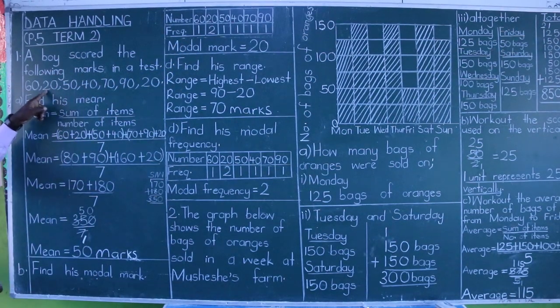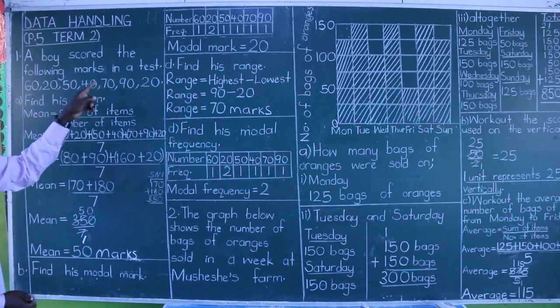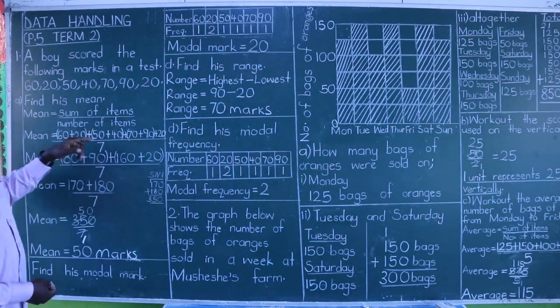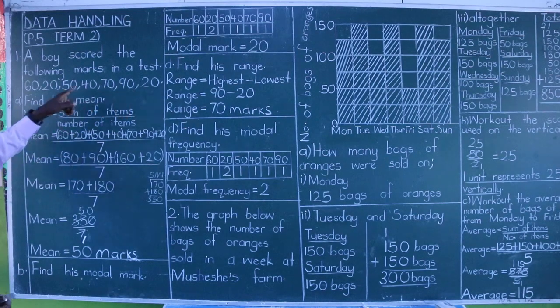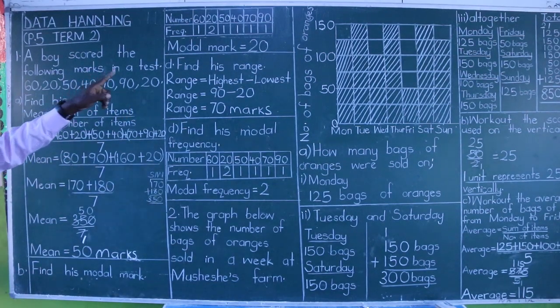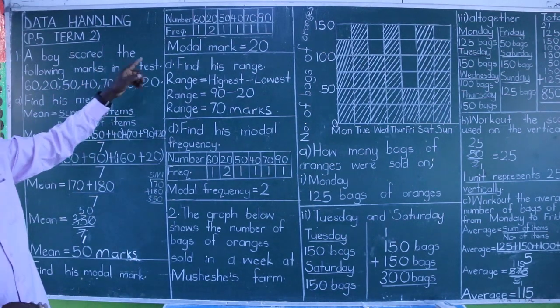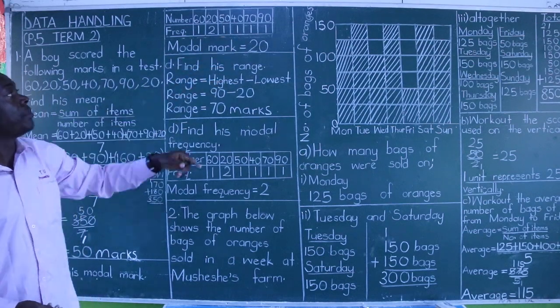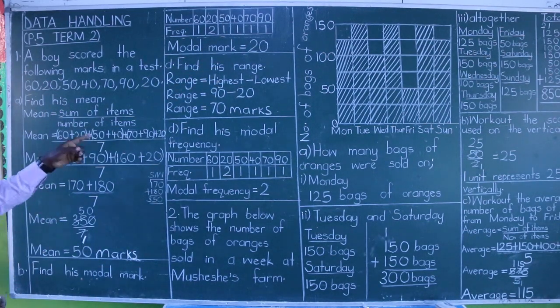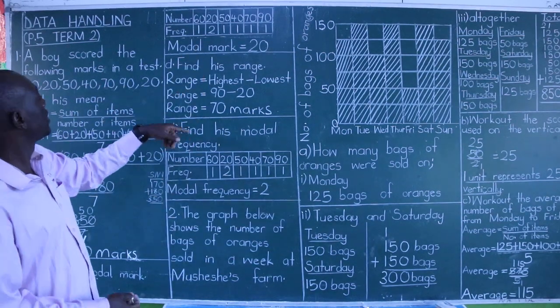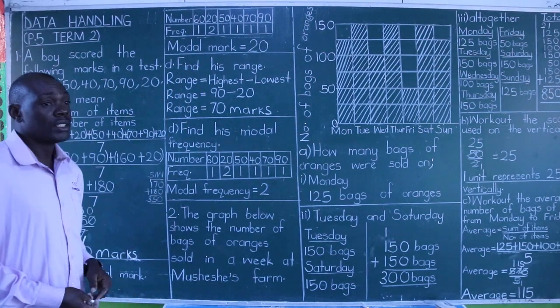Go to 20. Count the 20s. There's this one and this one. So 20 appears twice. Then 50: look out for 50s. Only one have we found. 40: how many 40s are here? Only one. You also write 40 appears once. Then 70 also appears once, as well as 90.